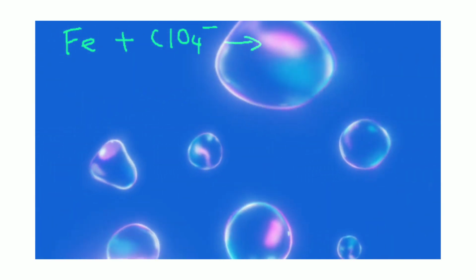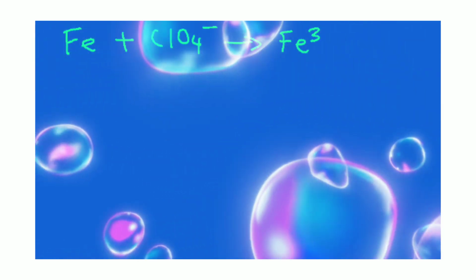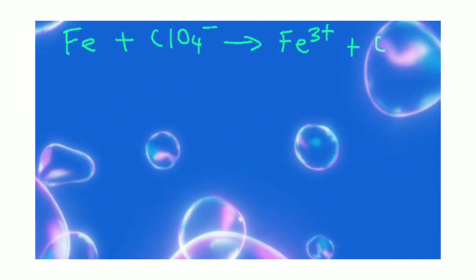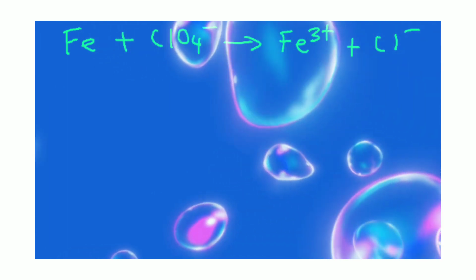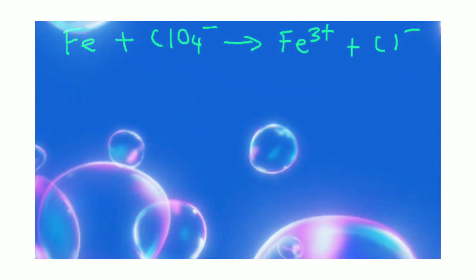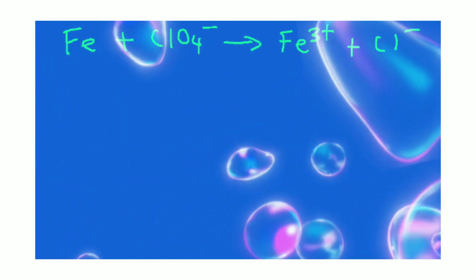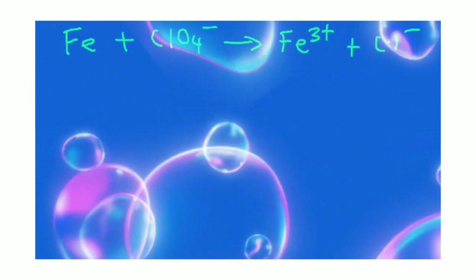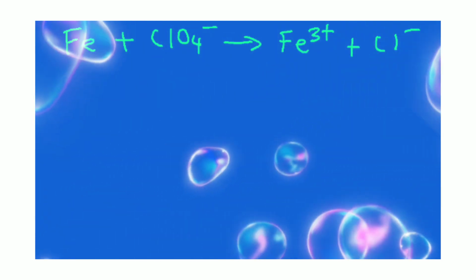So now let's try another example. Iron metal reacts with the perchlorate ion to produce Fe 3 plus and the chloride ion. So go ahead and balance this reaction under basic conditions. Feel free to pause the video, try this example yourself, and then unpause it when you're ready. See if you get the right answer.